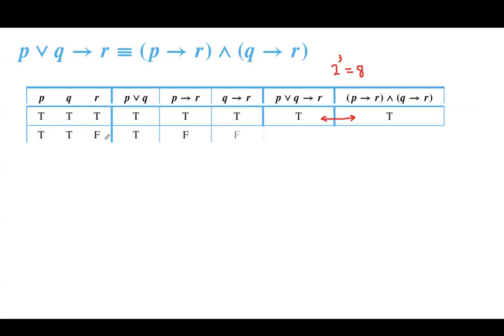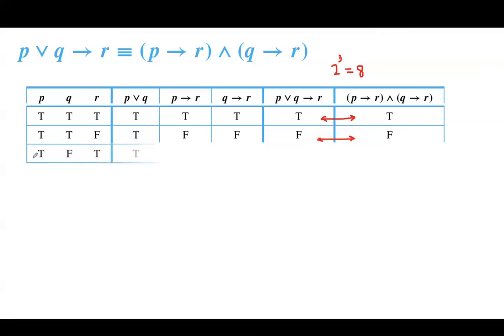True, true, false. This is another combination. True or true is true. True, then false is false. True, then false is also false. P or Q, then R: P or Q is true, R is false. True, then false is false. So this is your value on the left-hand side. The value on the right-hand side is the combination of these two using and: false and false is false. So these two rows are also having the same truth values.